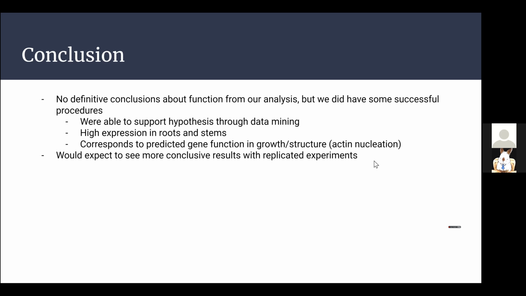So if we were to do more replicates of these experiments, we would expect to see more definitive results.